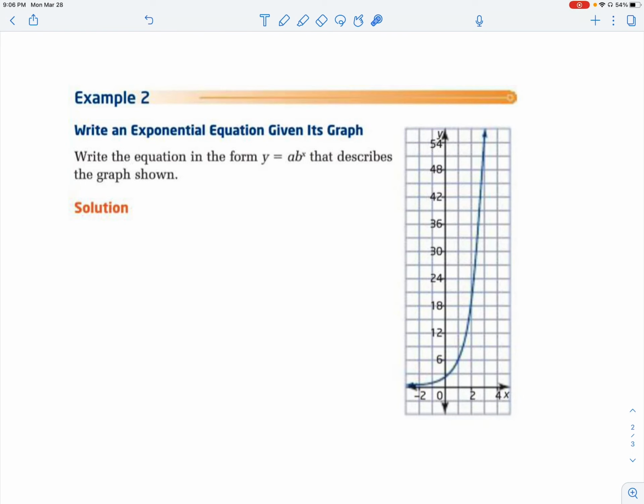We first know that this is an increasing function. What that means is that our value for b needs to be greater than 1. We also know that the function is above the x-axis, so its y value is always positive. That also tells us that a is going to be a positive value as well.